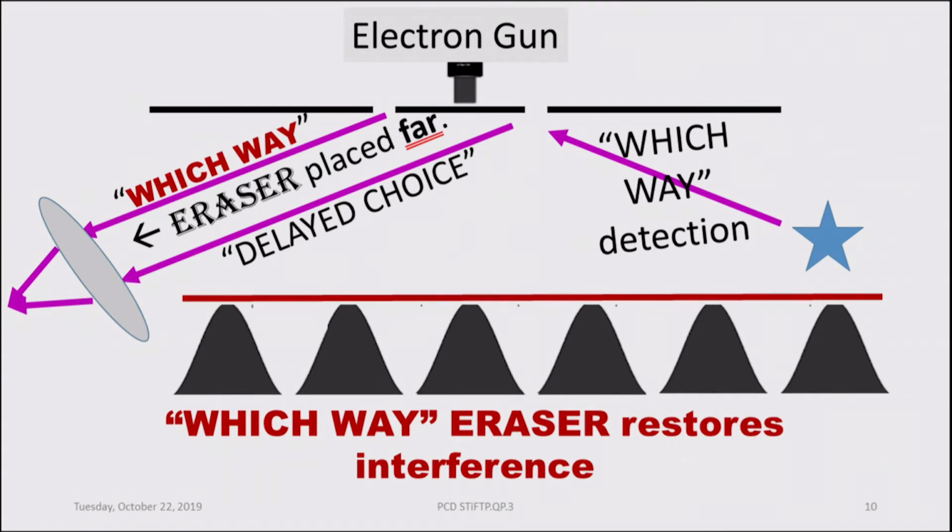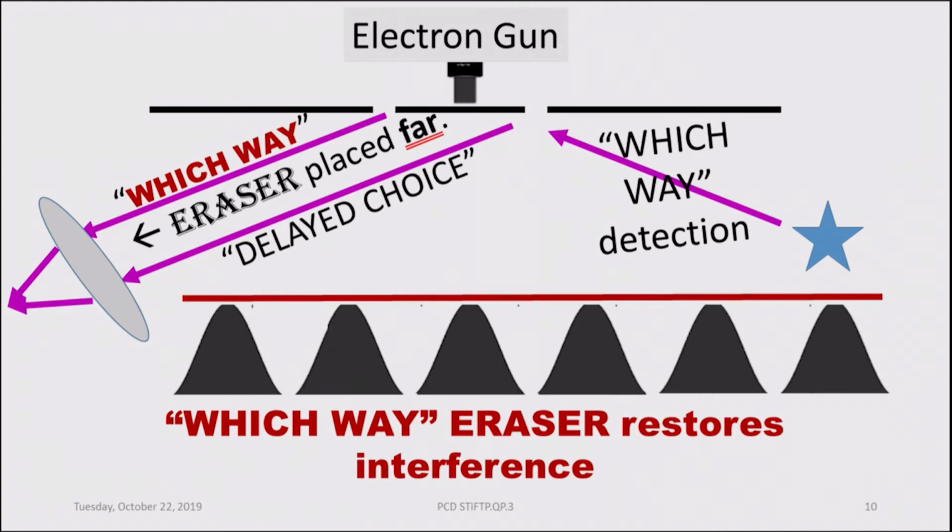And now what is going to happen? Because you are going to detect this after the particles have actually hit the screen, and the information that you potentially can get is erased at a later time. So, this is the delayed choice quantum eraser, and the interference pattern pops up.